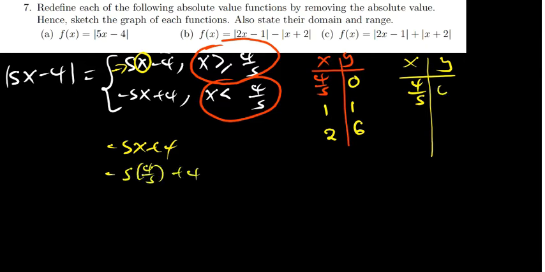Next, any number which is less than 4 over 5, what number can we get? Any number which is less than 4 over 5? Negative 1. Okay, negative 1. If I put negative 1 here, what are we going to get?